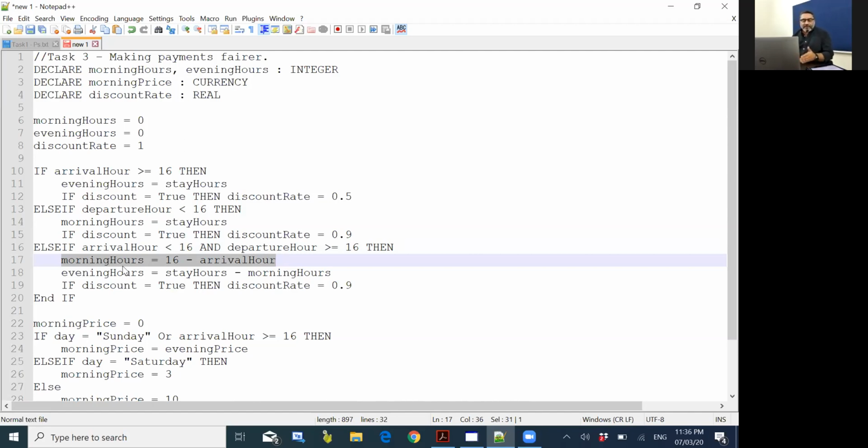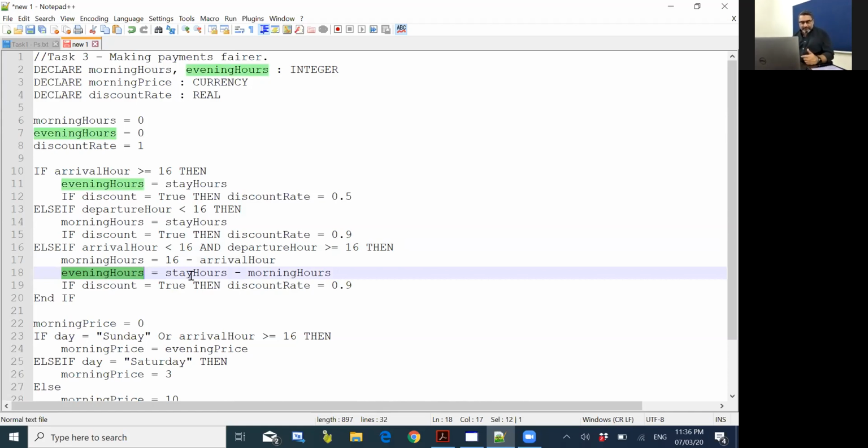So if someone has arrived at 14, 16 minus 14 will be 2. So 2 hours they stayed in morning. And evening hours will be calculated: whatever the number of hours they stayed, if we subtract morning hours from them, leftover would be the evening hours. So evening hours are already calculated. Now we have got 3 scenarios.